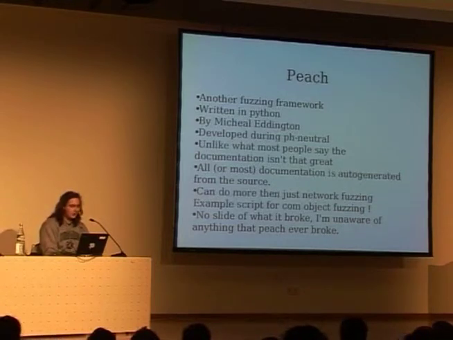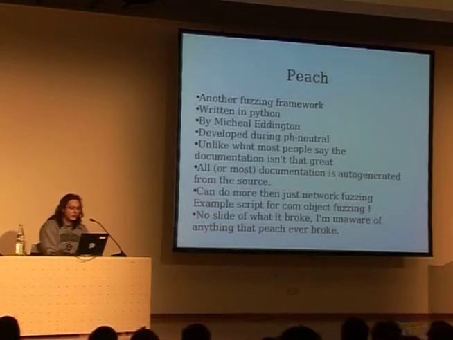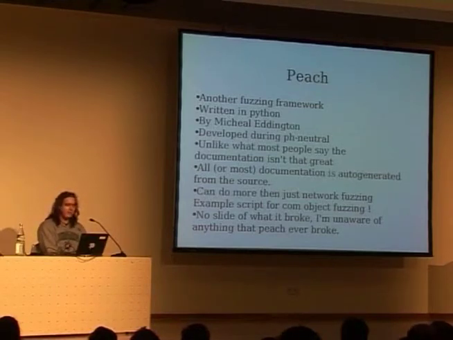The next fuzzing framework is Peach. It's written in Python by a guy called Michael Eddington. He developed it during a PH tutorial, I think last year or the year before. Most people are very lyrical about it and say the documentation is wonderful. I don't really agree there. I mean, there's a lot of documentation, but it's all auto-generated from comments inside the code.